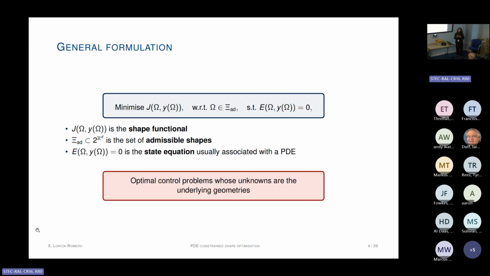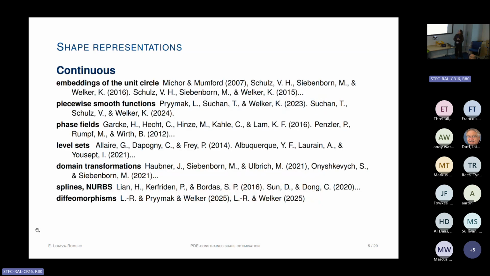So with this in mind, I really like to make this connection in the sense that shape optimization, especially PDE-constrained shape optimization, is nothing else but optimal control problems where the unknowns are these underlying geometries. And thanks to this connection, I'm going to talk later a bit on how to deal with this. But at the beginning, as I already explained, I like to talk about this set of admissible shapes.